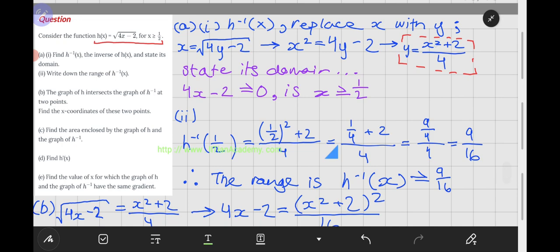So starting with the first question, we are asked to find the inverse, and the way we can do this is replace x with y in our function. So if we're saying h at x is equal to y, then y would be square root of 4x minus 2. Then we replace x with y so that x is equal to square root of 4y minus 2.